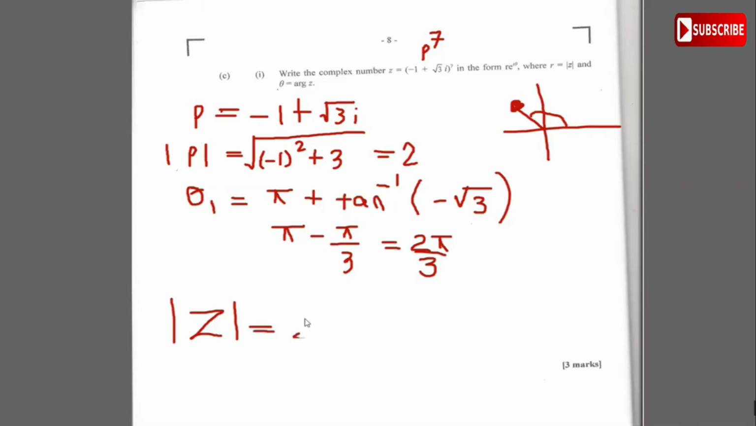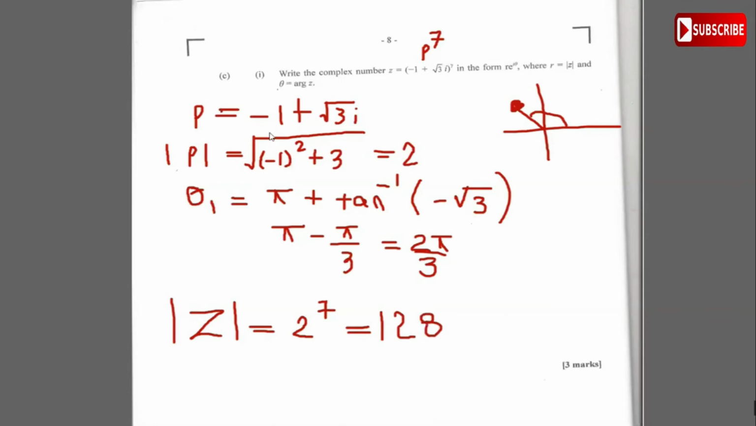So it's going to be 2 to the 7th power. Put in my calculator, 2 to the 7th, that's 128. That's the modulus of z. Really sad I didn't remember that.